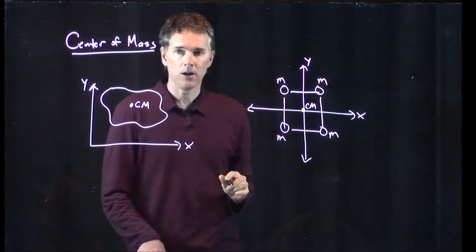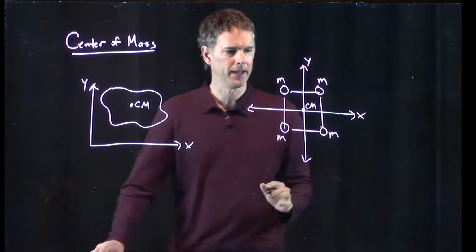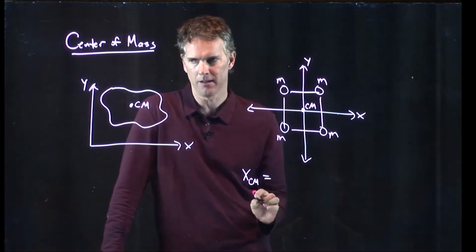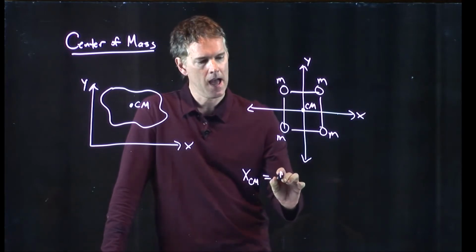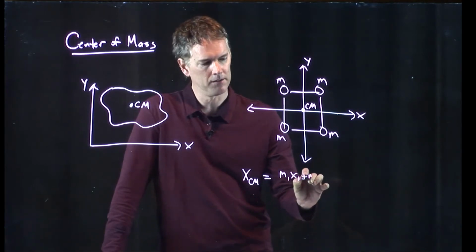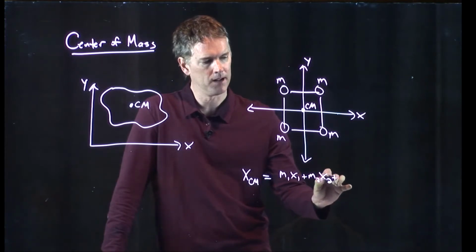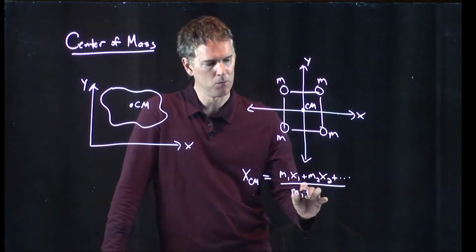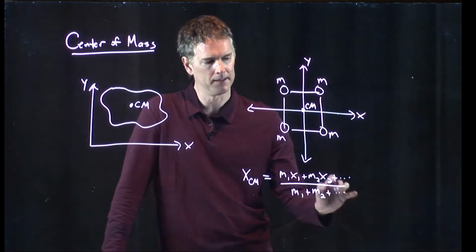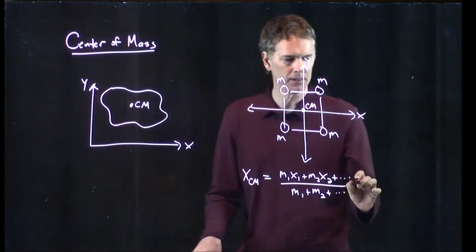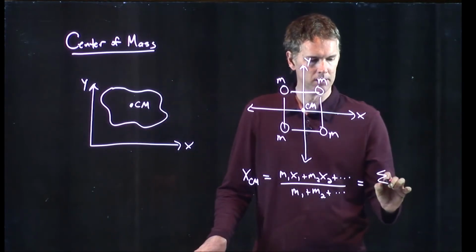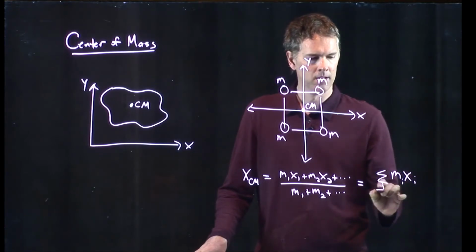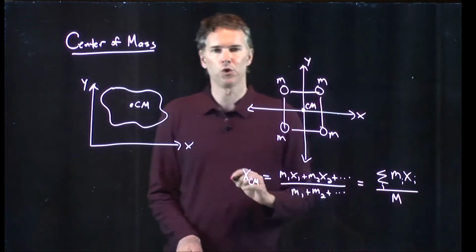That's it. How do I write down an equation that tells me that? I do the following. X position of the center of mass is the following: m1 x1 plus m2 x2 plus ... and I divide by the total mass, m1 plus m2 plus ... I can rewrite this as a summation. It's the sum of m sub i, x sub i, divided by capital M, the total mass of the system.